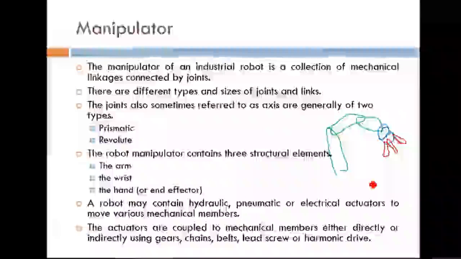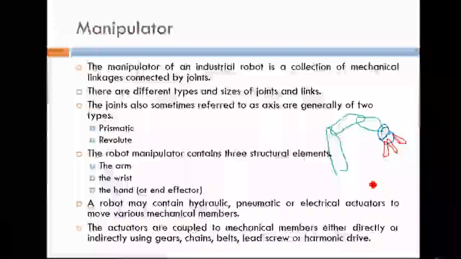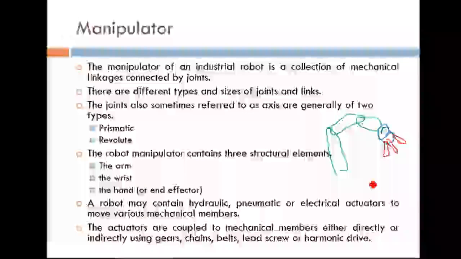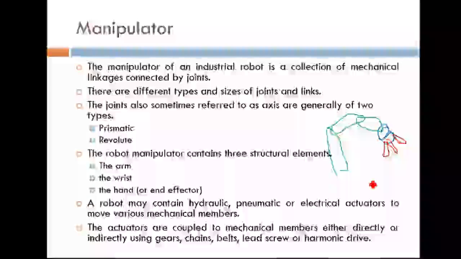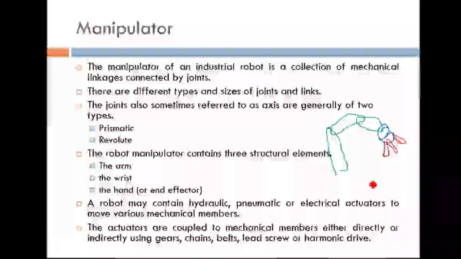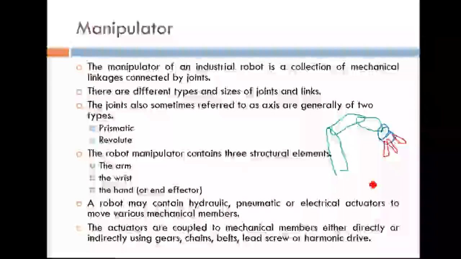Have you any question in the manipulator? No, sir.